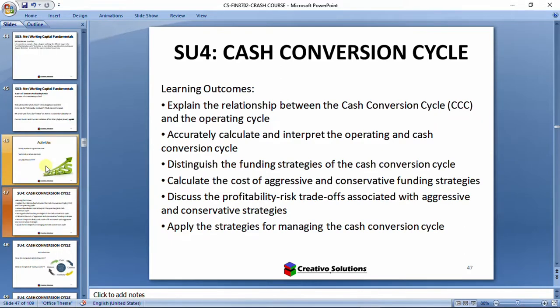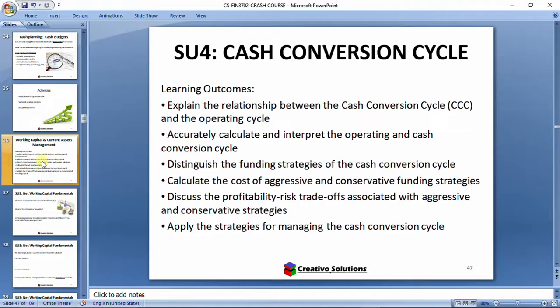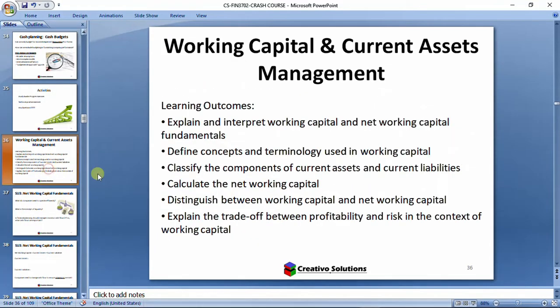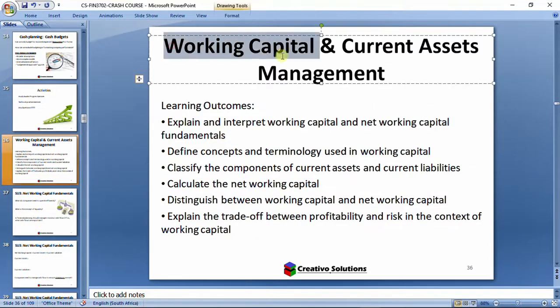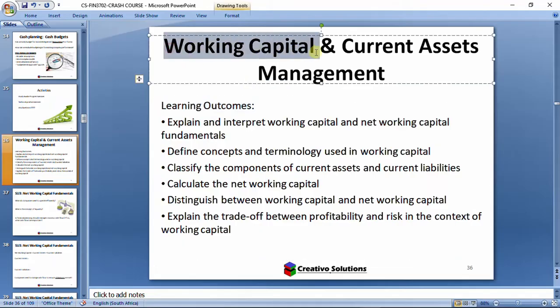Okay, so I'm just going to spend the last few minutes running through this last study unit 3, which is looking at working capital and current assets. Sound good? Okay. Yes. Okay, great. All right, so just to wrap up this week's session, we're looking at learning outcomes that highlight the management of working capital. Okay, earlier we spoke about what working capital is.